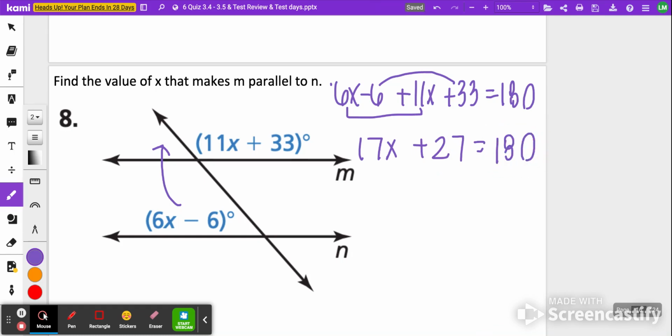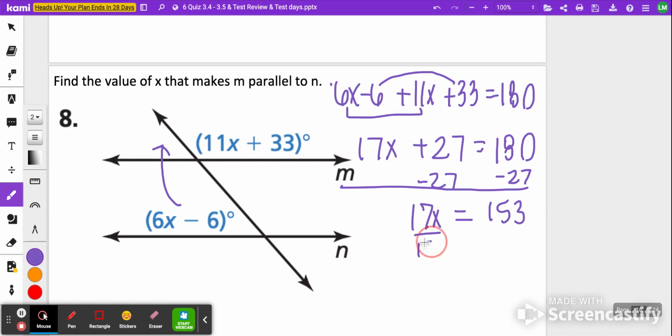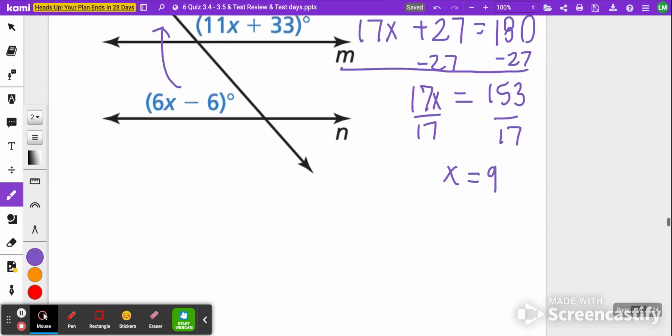Then I'm going to take that 180 and subtract 27 from both sides. I get 153 is equal to 17x. So last but not least, I'm going to divide both sides by 17. 153 divided by 17 should give me a value of 9 for number 8.